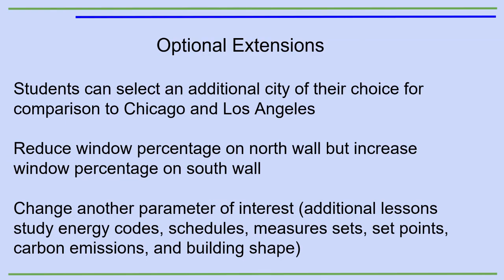Some optional extensions. Students could select an additional city of their choice. Instead of Chicago and Los Angeles, you could compare across the class. They could reduce the window percentage on the north wall, but increase the window percentage on the south wall, for example, and start to examine the directionality of that, how the spatial orientation of the building matters. Or students could change another parameter of their interest. And so we have additional lessons already that will work students through energy codes, schedules, measure sets, set points, carbon emissions, and building shape.